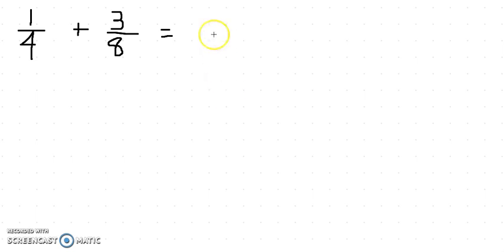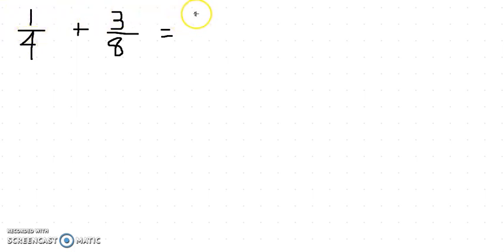So what we're going to have to do is multiply. So what multiplies to make 8? It's 4 times 2 equals 8, and we're going to have to do the exact same thing for the top number, the numerator, as well. So if we do 4 times 2 equals 8, we're going to have to multiply the top number, so we're going to have to do 1 times 2.